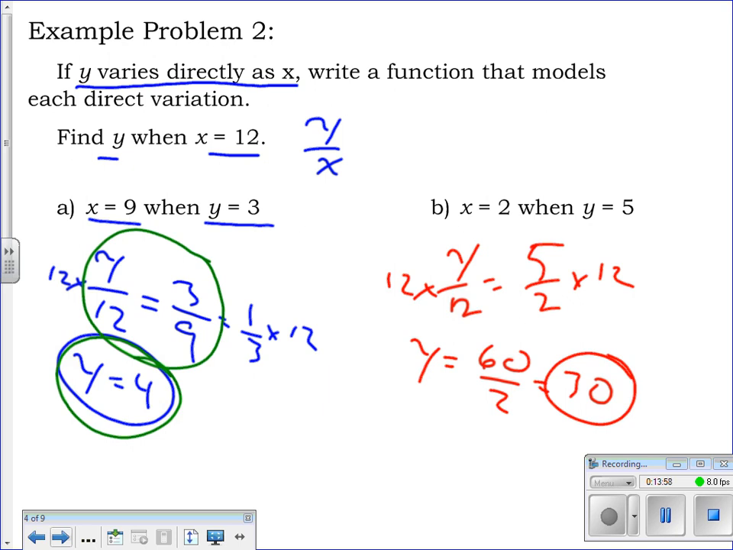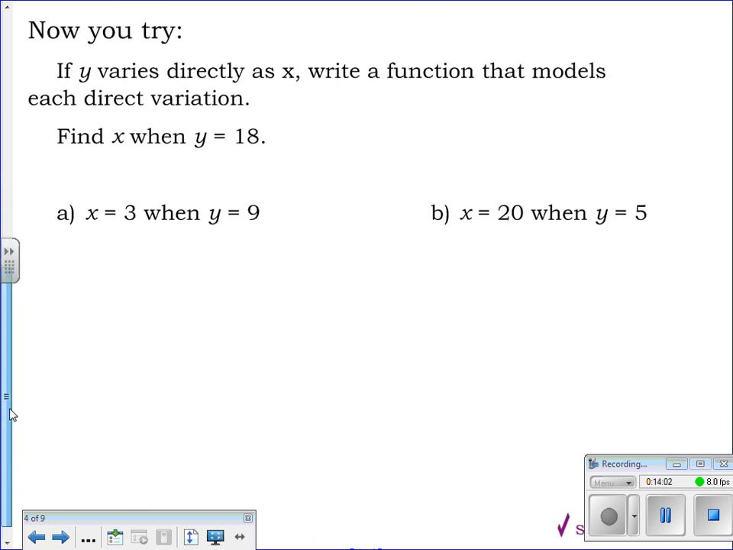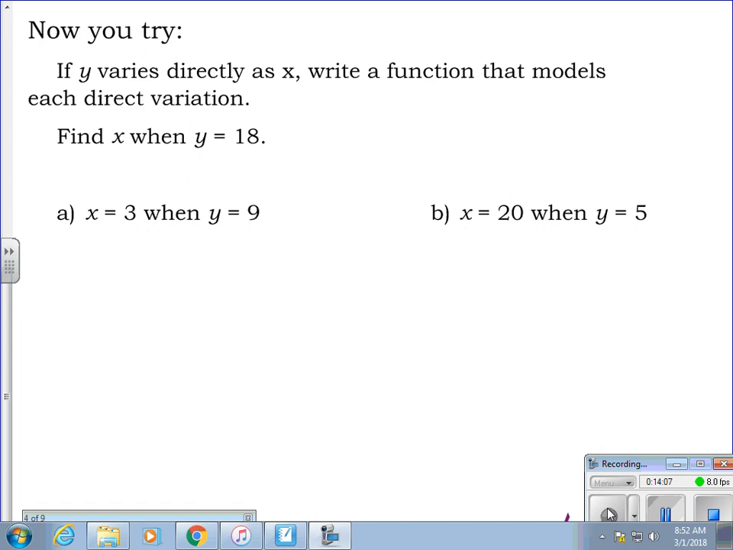Okay, does that make sense? All depends upon where the variable is. Okay, your turn. Do those 2. Okay, let's do this.